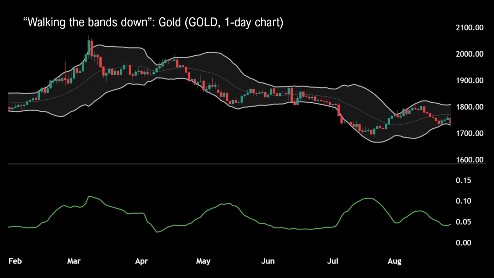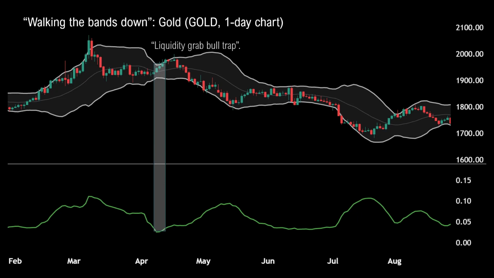Of course, just as you can walk the top band up, you can also walk the bottom band down. Here's the gold one-day chart, and you can see here there's a Bollinger Band squeeze with low volatility. The price then goes up as volatility expands, but this is a fake out move and it traps the late buyers who buy thinking the price will now have a big upside move because volatility is expanding. In other words, it's a bull trap.